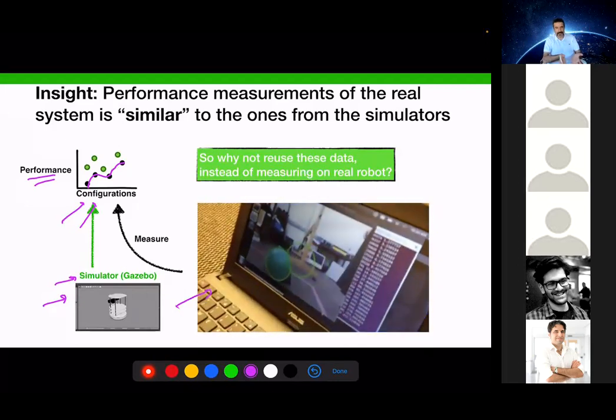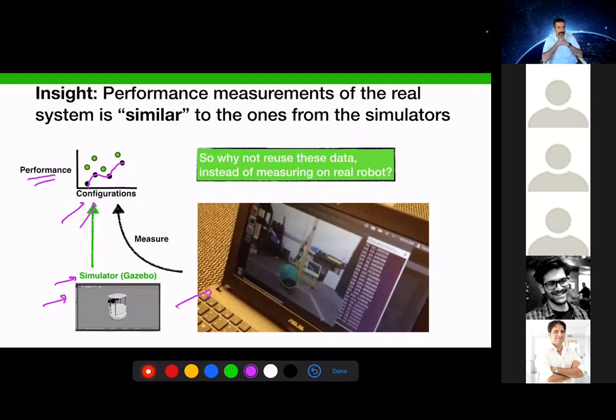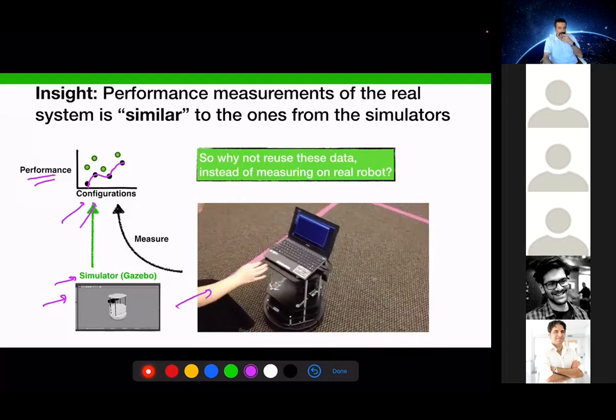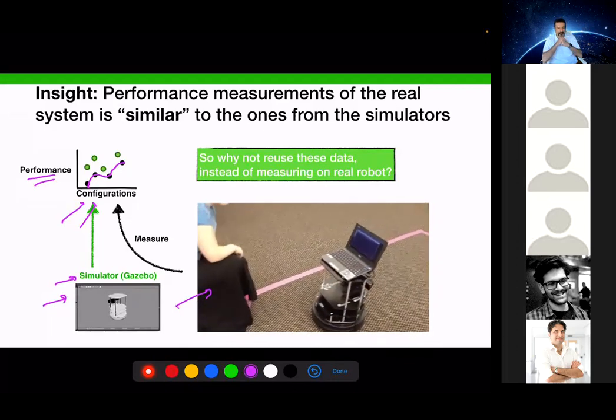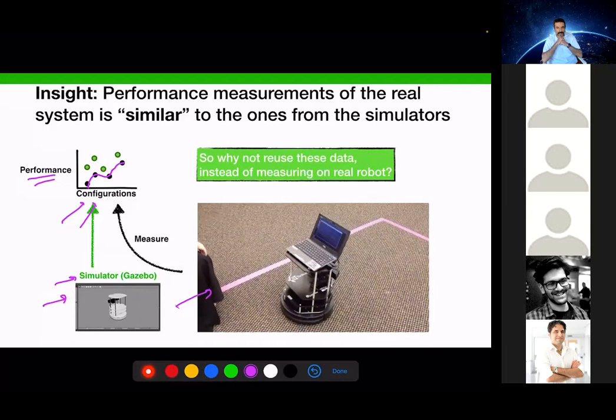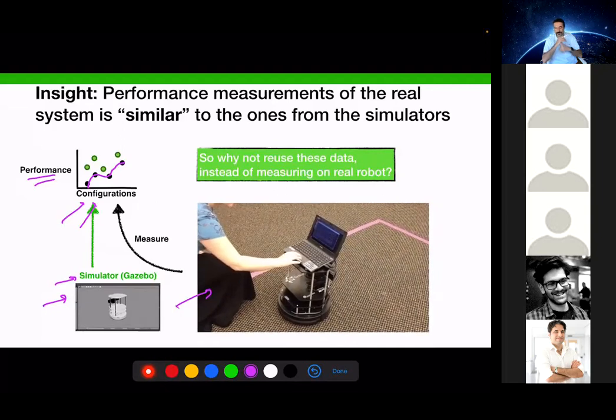Very much similar here. Obviously, some analyses are more accurate, but more costly. Some simulators have less fidelity to the actual system, but they can give you the data faster.